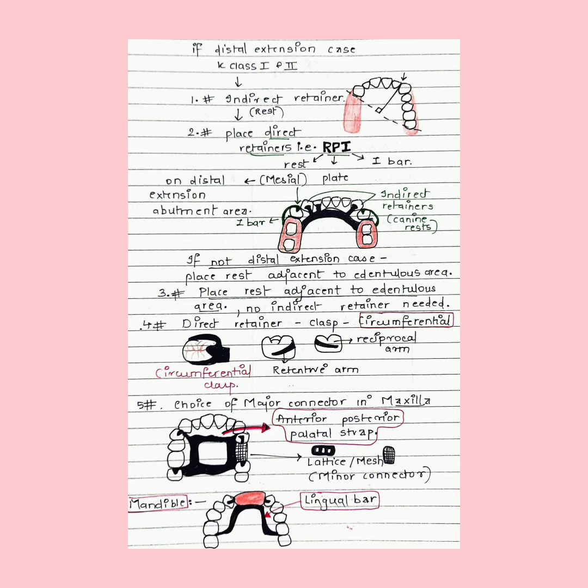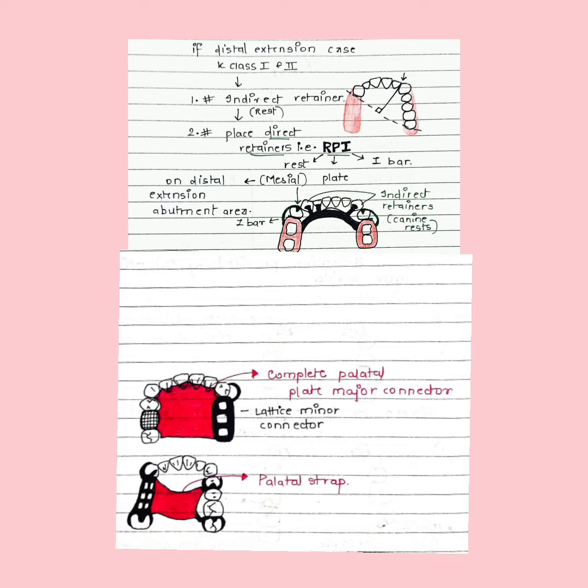The choice of major connector in maxilla, you will draw the complete palatal plate major connector, or you can even draw anterior posterior palatal strap, because the advantage to this anterior posterior palatal strap is, as the hard palate has minor salivary glands and taste buds, and taste perception diminishes with age, so this has an additional advantage. But you can draw complete palatal plate major connector, and if the edentulous area is short span, then you can give a palatal strap. And most commonly used major connector in mandible is lingual bar.